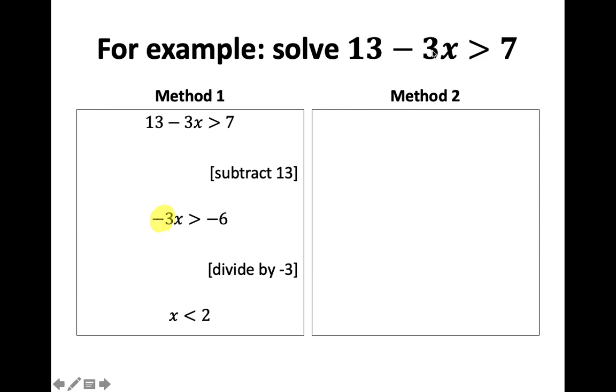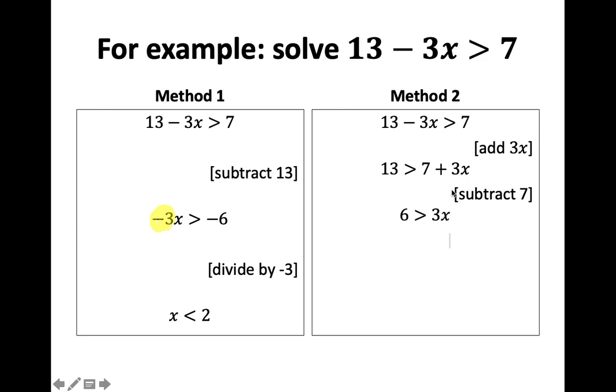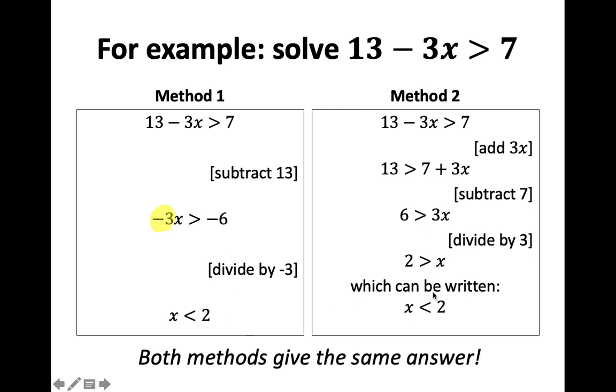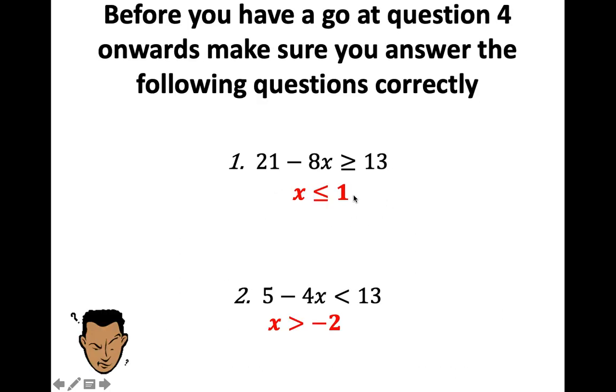So the first thing we're going to do is move the negative onto the right hand side, which means we have to plus 3x. Now we have to subtract 7 and then finally divide by 3. So you can see we have the same answer, x is less than 2. But I prefer method 2 personally, so I think you will too. But you choose which one's best for you and please copy one of these down.